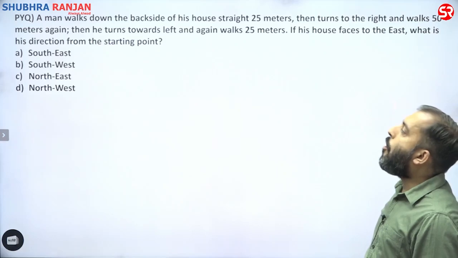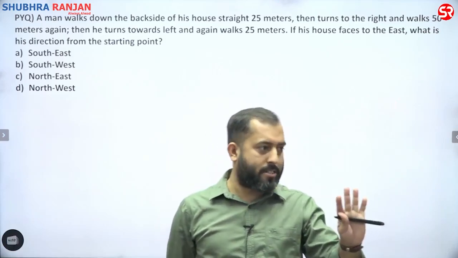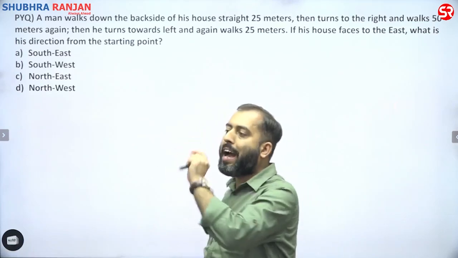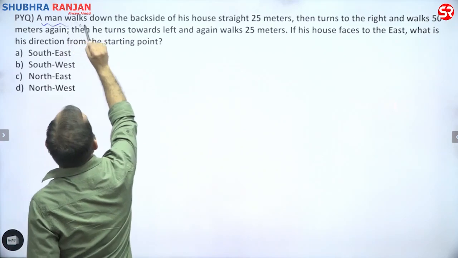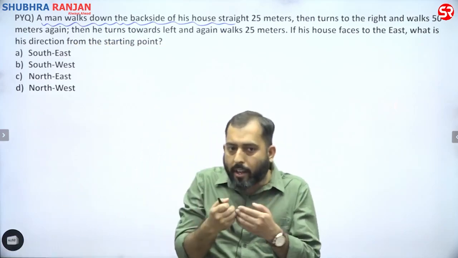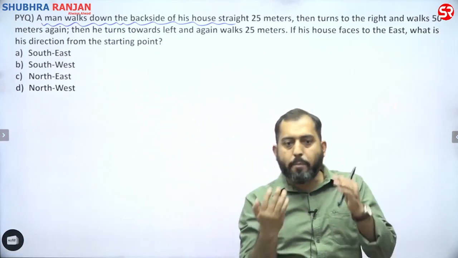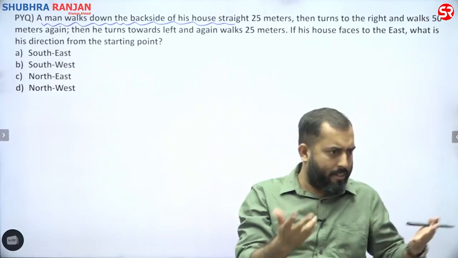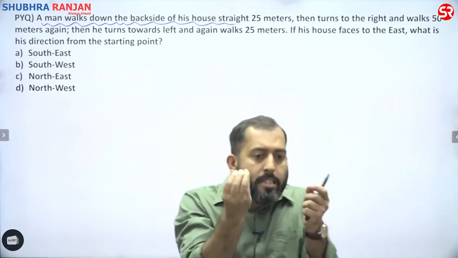Now see, a man walks down the backside of his house. Backside, not west. It is not written west or east. In the beginning, in which direction that man is moving hasn't been given to us. This is the only given statement in the beginning. So it might be possible that his house is facing north, then he will go towards south. It might be possible that his house is facing east, then he will go westward, or other possible scenarios.